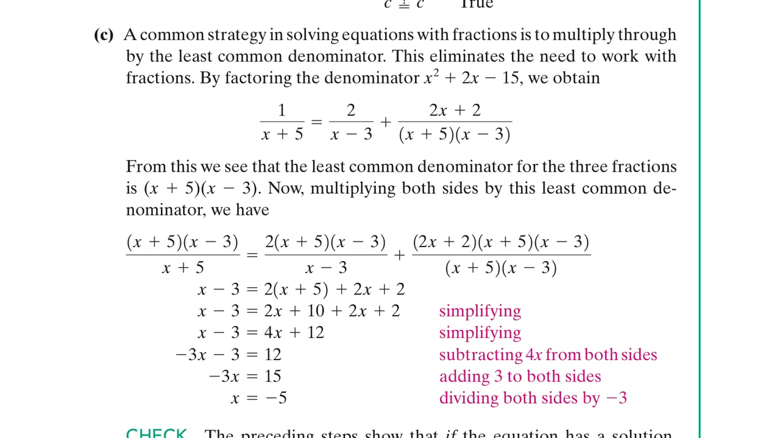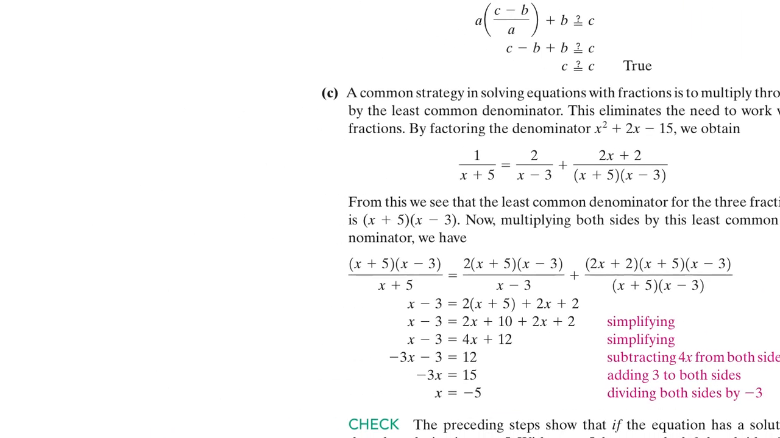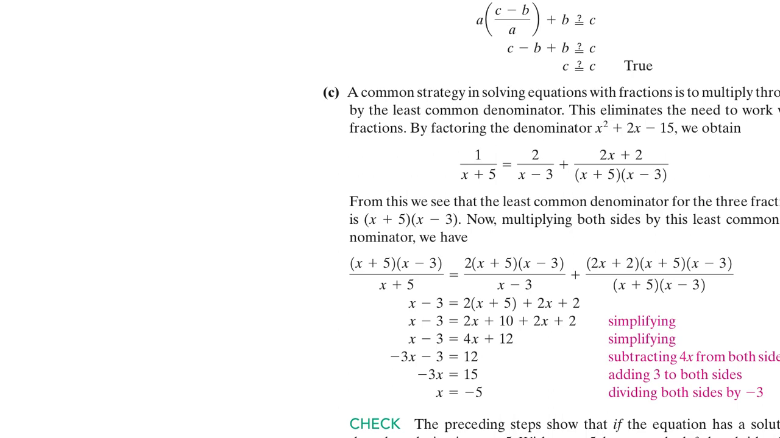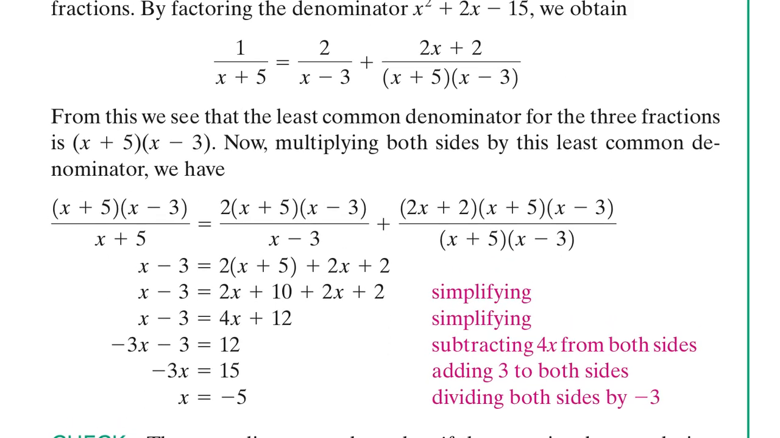These are kind of interesting. So what we can do is a common strategy with fractions: multiply through the least common denominator. And so what they're talking about is this. Maybe I don't have to show it, because I'd like to spend more time on the exercises today. So we have this, and this. The least common denominator is going to be this product, because this denominator has x minus 3, and this one has x plus 5, and this has both of them. So that's the least common denominator right there.